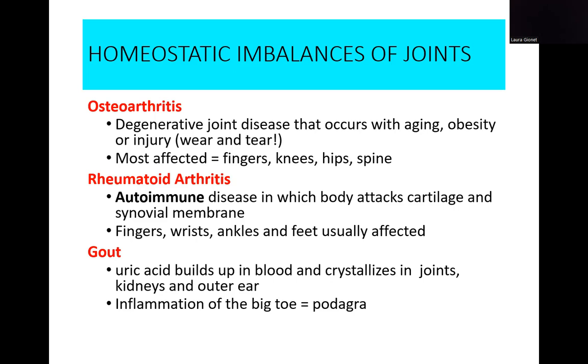So it's when uric acid builds up in the blood and crystallizes in joints, in the kidneys, and the outer ear. Those are the big areas. And one of the first signs is swelling and redness of the big toe without the other digits being involved, believe it or not. Something that's good, was always recommended, is cherry juice when you have gout.